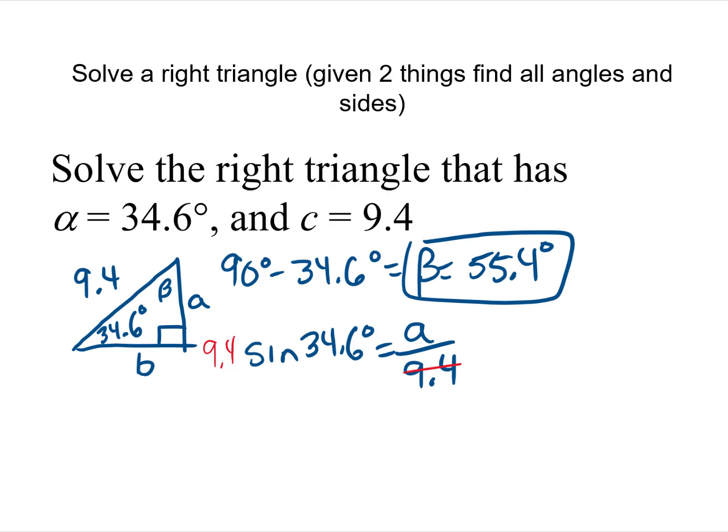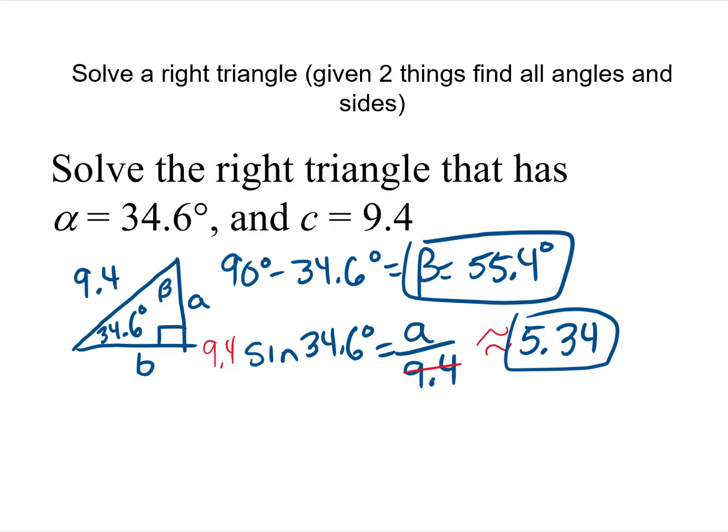We need to make sure we're in degrees, and if we're not in degrees we need to get it in degrees, and then we do 9.4 sine 34.6 and we get A to be approximately, we're going to round A to 2 decimal places, so it's going to be 5.34.